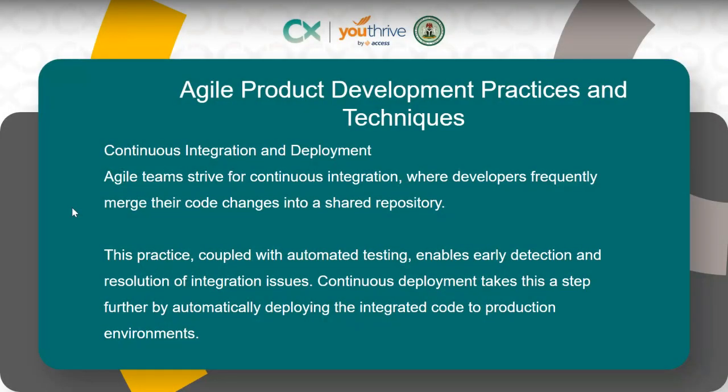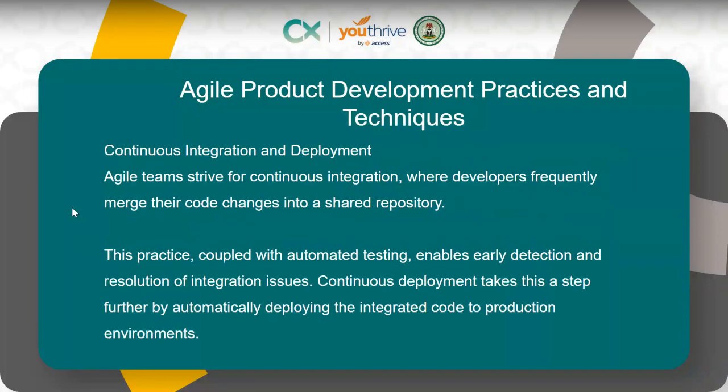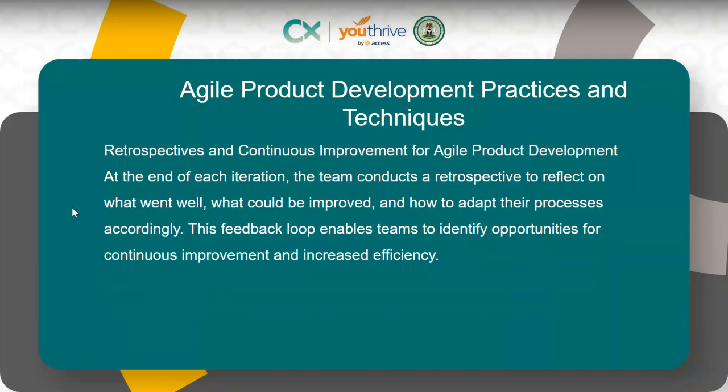So we have what we call retrospect, continuous improvement for agile product development. At each iteration, I know I already mentioned this, you conduct a retrospect to reflect on what went well and what could be improved, and adjust the process accordingly. So you see how beautiful agile is, right? It just makes work pretty easy.